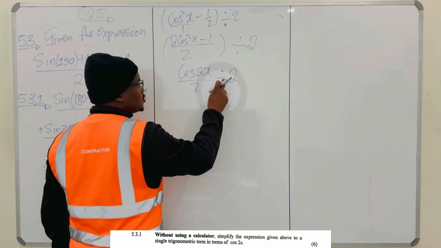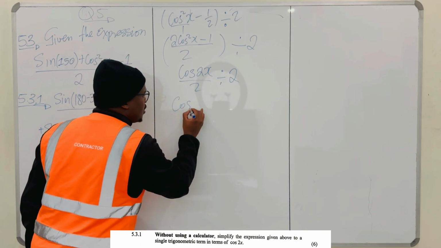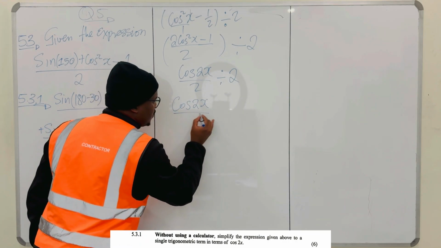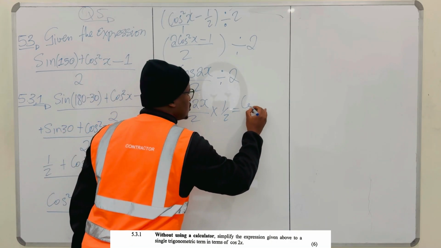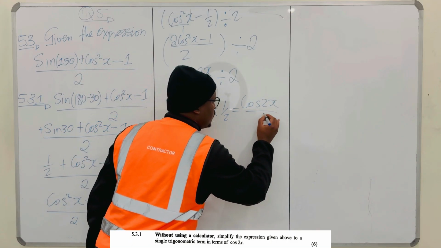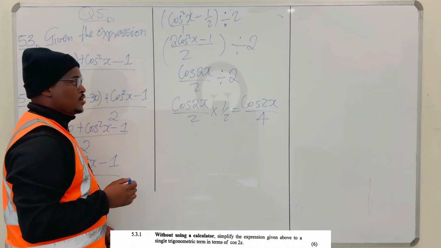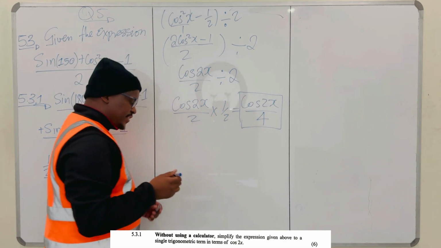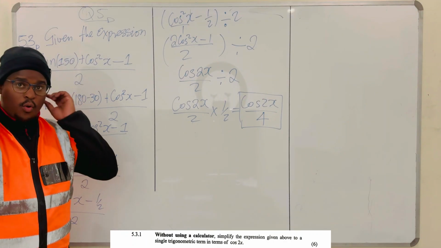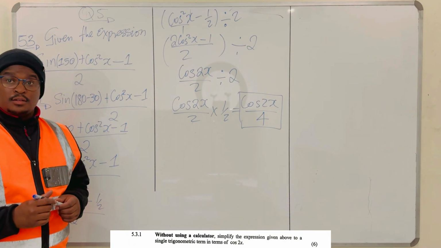So you can change this to a multiplication sign. So you have cos 2x over 2 times 1 over 2. So this is equal to what? Cos 2x over 4. That's what you have. So this is the simplest form of this identity. Or maybe this is where they want you to stop with it. So you're done here.